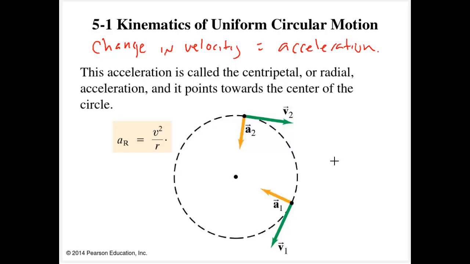Now, the book demonstrates why the acceleration needs to be in the inward direction. I'm going to leave that up to you to verify yourself, why the acceleration is towards the center of the circle. It's called centripetal acceleration or radial acceleration, and it does always point to the center of the circle, and it depends on two things. It depends on how fast the object is moving, what its speed is, the velocity squared, as well as the radius of the circle right there. So, very important equation to use when considering circular motion.